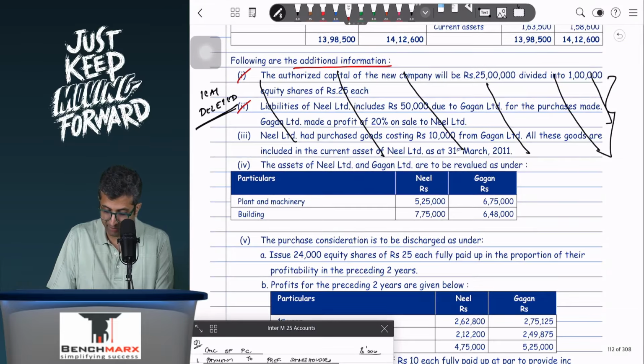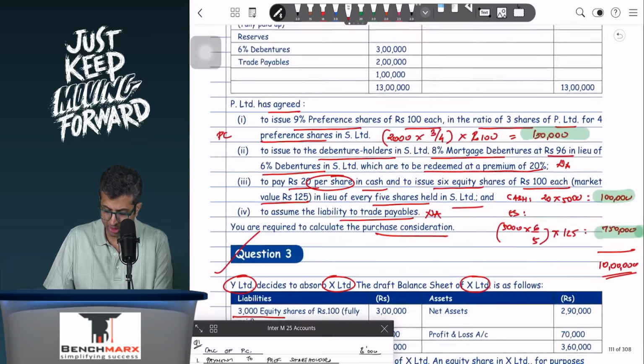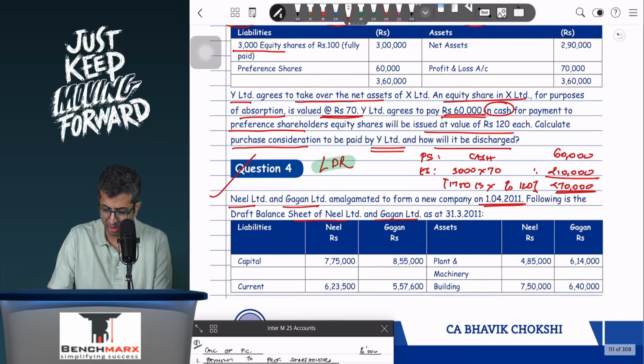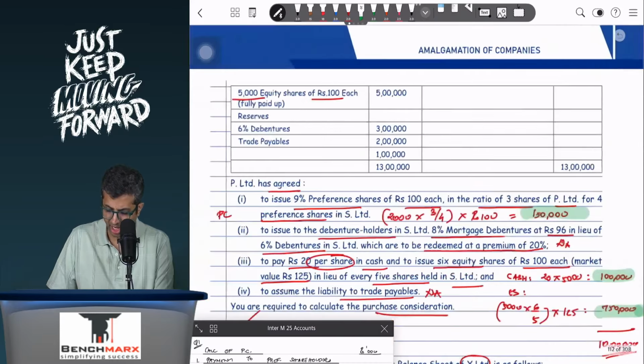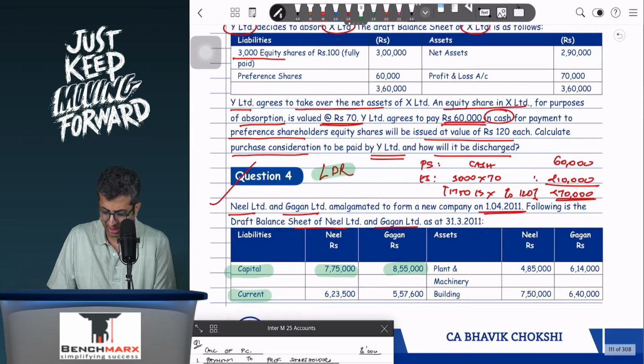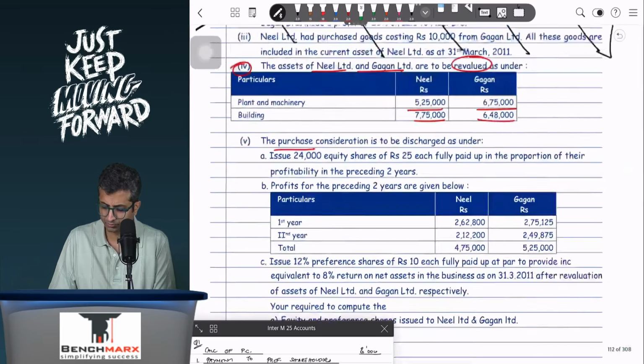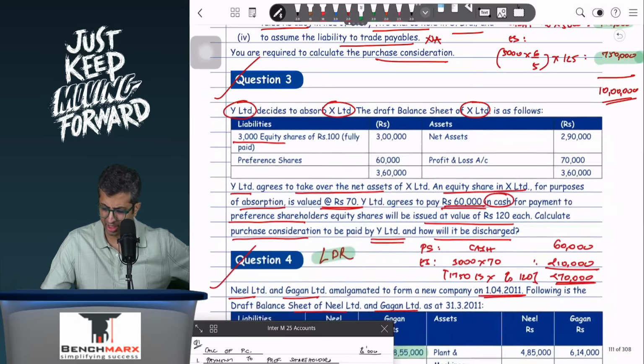Then you have point number 4: the assets of Neil and Gagan are to be revalued as under. Plant and machinery 525, building 775. For Gagan as well, you have been given the fair values. The purchase consideration is to be discharged. Now when you look at the capital, there seem to be 775 and 855 and also some reserves. Capital, current, no, this is current liabilities actually.